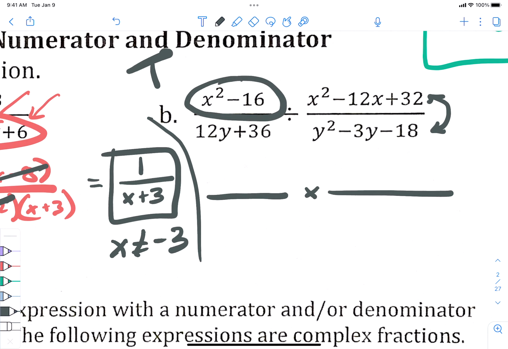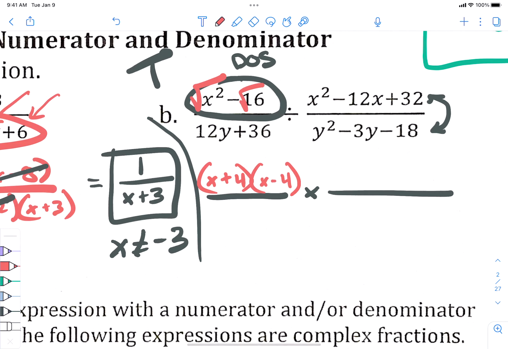x squared minus 16. Riley says it is a difference of squares. So the square root of x squared, we have two little pieces. The square root of x squared is x, so x goes here and here. What's the square root of 16? 4. 4 goes here, 4 goes here. One of them is plus, one of them is minus. Whichever one goes first, I don't care.